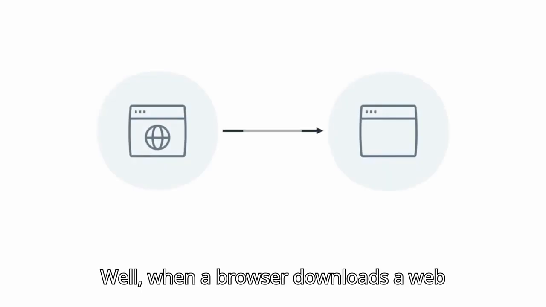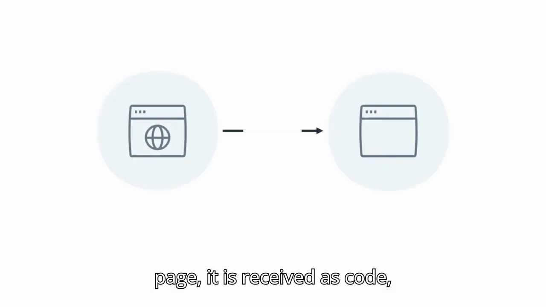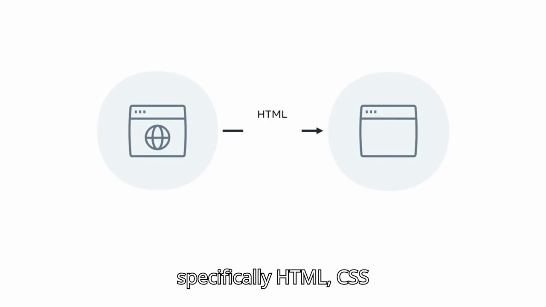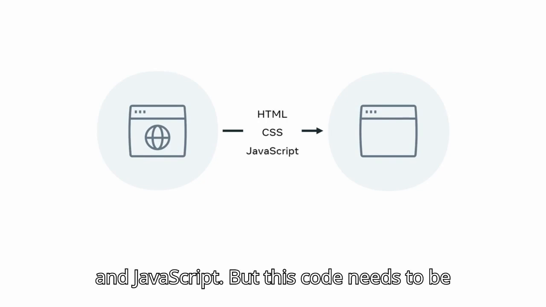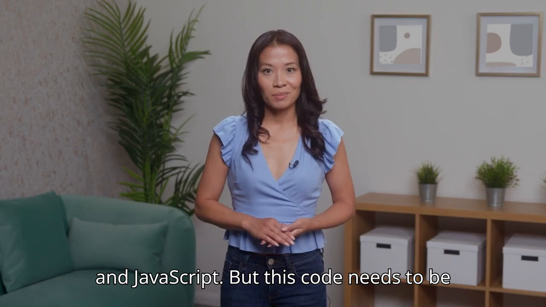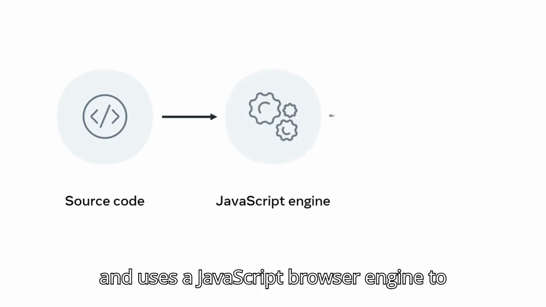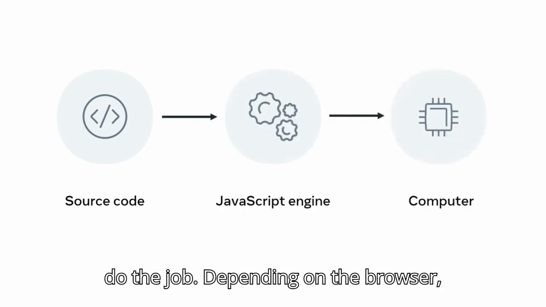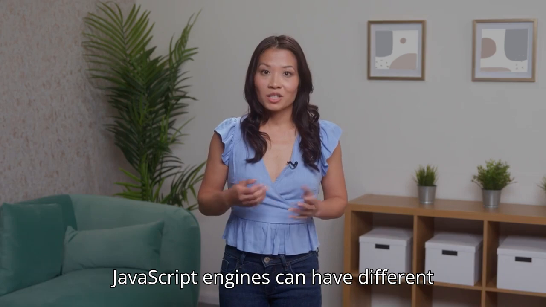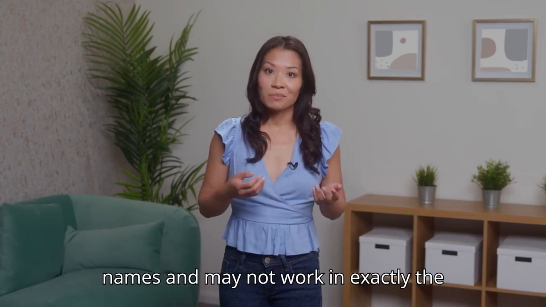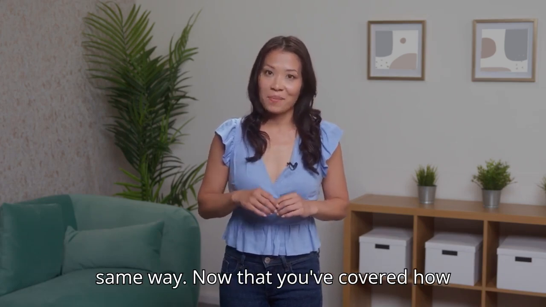Well, when a browser downloads a web page, it is received as code, specifically HTML, CSS, and JavaScript. But this code needs to be turned into a page that users expect to see. This is where the browser comes in and uses a JavaScript browser engine to do the job. Depending on the browser, JavaScript engines can have different names and may not work in exactly the same way.